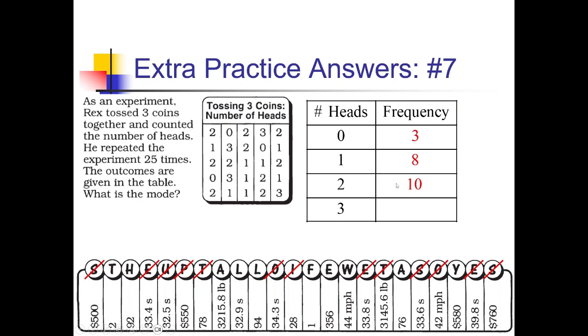There's not a lot of things left, but let's count up the 3s. We had 1, 2, 3, 4. So the mode is far and away going to be this 2 here, 2 heads. So 2 is going to be right here. This is another T getting crossed off.